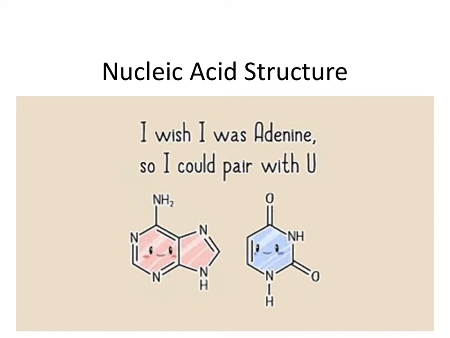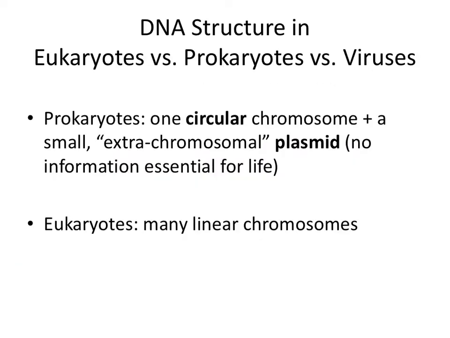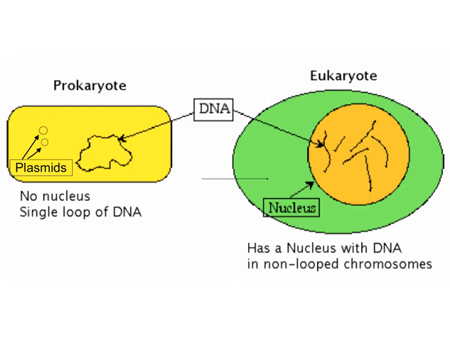All right, let's get into nucleic acid structure, the structure of DNA. So you should remember that prokaryotes have circular chromosomes, and they also have tiny plasmids, which are extrachromosomal. They don't contain essential information for life, whereas eukaryotes have linear chromosomes. So here's a peek at that circular DNA, small plasmids, where a eukaryote has these linear, straight pieces of DNA.